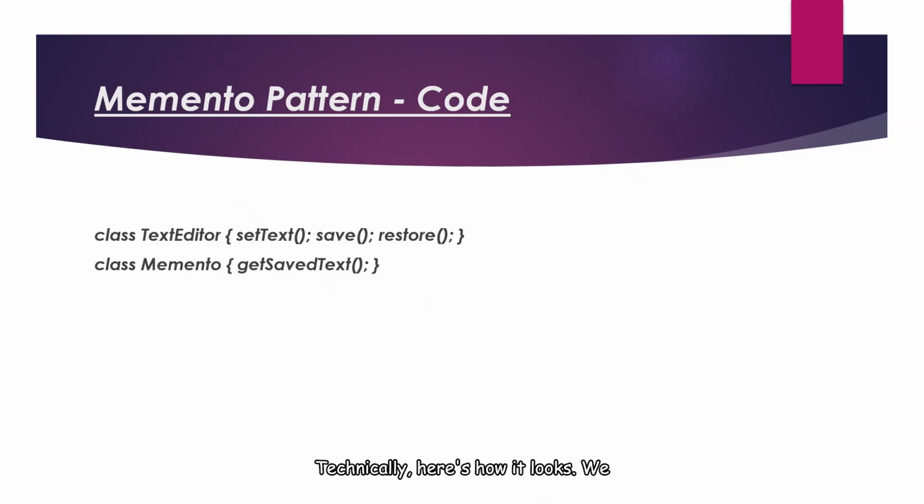Technically, here's how it looks. We create a text editor with methods like setText to edit and methods like save and restore to create and apply snapshots. The Memento object acts like a hidden snapshot, preserving previous states without exposing or tampering with the internal workings of the text editor. This pattern ensures separation of concerns, making the system safe and clean.